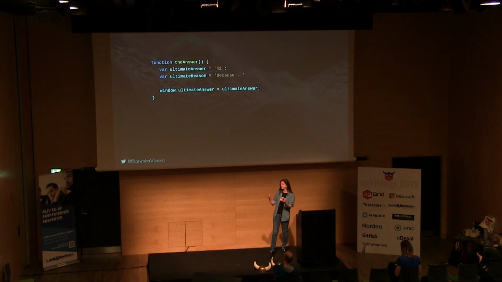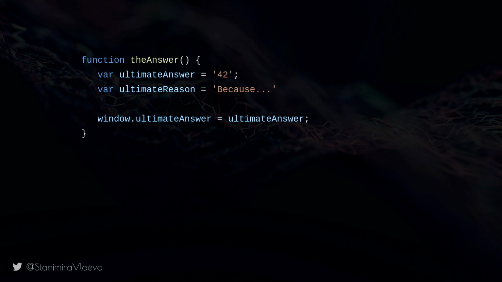So let's just get that code and wrap it in a function. This means that the variables will be local. They will be scoped inside the function. They won't be attached to the global object unless we do that explicitly. And if we invoke the function and print the answer, it is 42, of course.